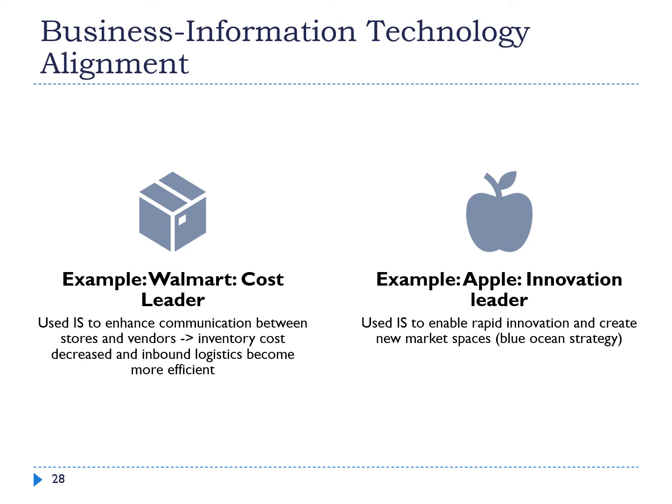For another example, Apple's main strategy is to become the innovation leader. So, Apple used information systems to enable rapid innovation and create new market spaces, which is also called the blue ocean strategy. Okay, what do you learn from these two examples? We need to have a tight integration of the IT function with the company's strategy. Okay, that's the end of this chapter.